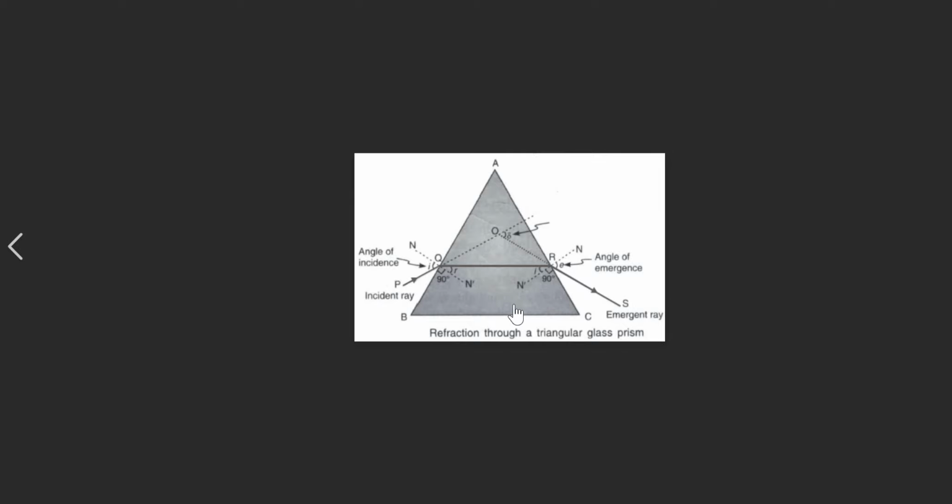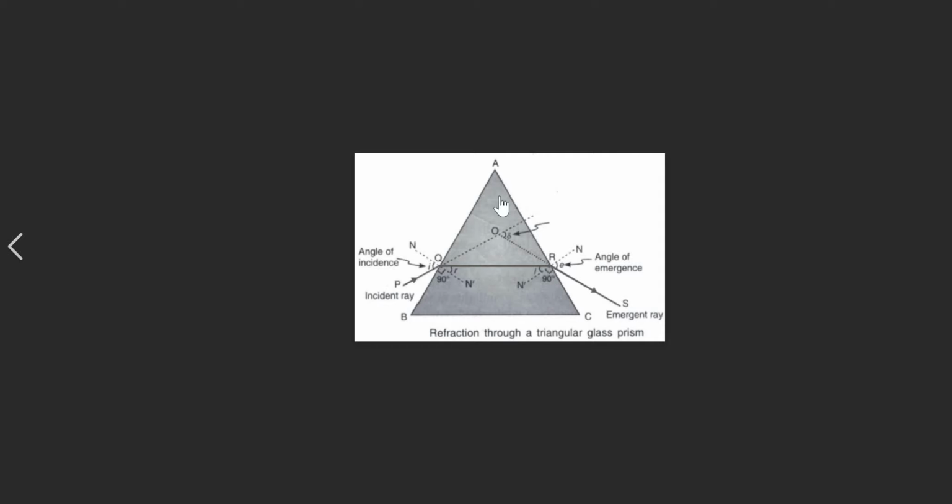A monochromatic ray of light, monochromatic means a light ray of single color, that is PQ, strikes the prism at Q. And AB is the face of the prism. It suffers refraction from air, that is rarer medium, to denser medium, at face AB. So it bends towards the normal. See, you have normal N dash. So what is happening? It is not going away from the normal, it is coming towards the normal. This is the incident angle, this is the refracted angle, and the light passes like this.